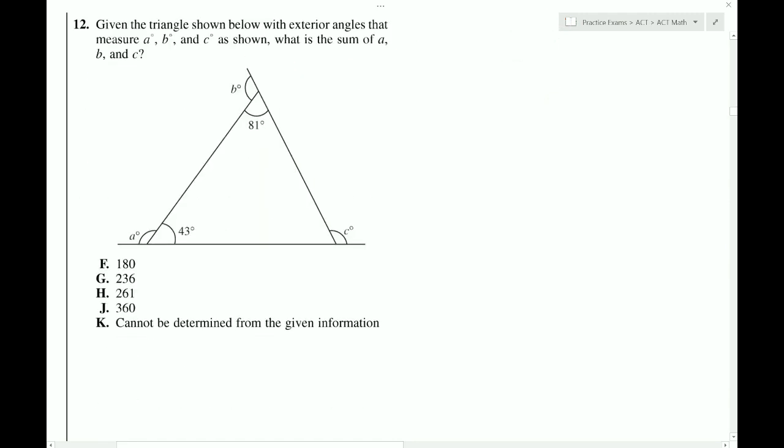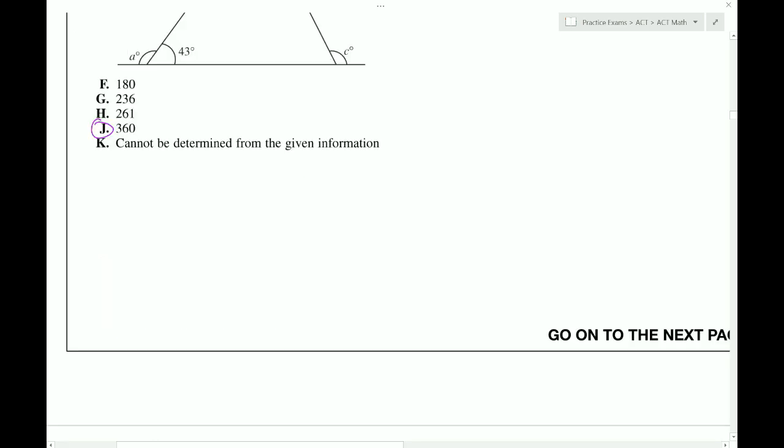Given the triangle below with exterior angles, what is the sum of A, B, and C? The sum of exterior angles is always 360. So that's an easy one. If you didn't know that, you could find whatever's left here when you take away from 180. Okay? And then sort of just do 180 minus everything.